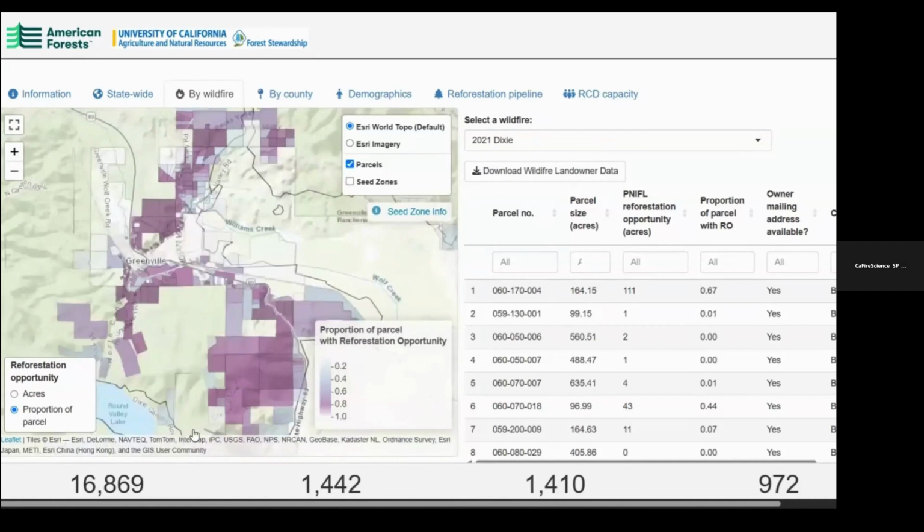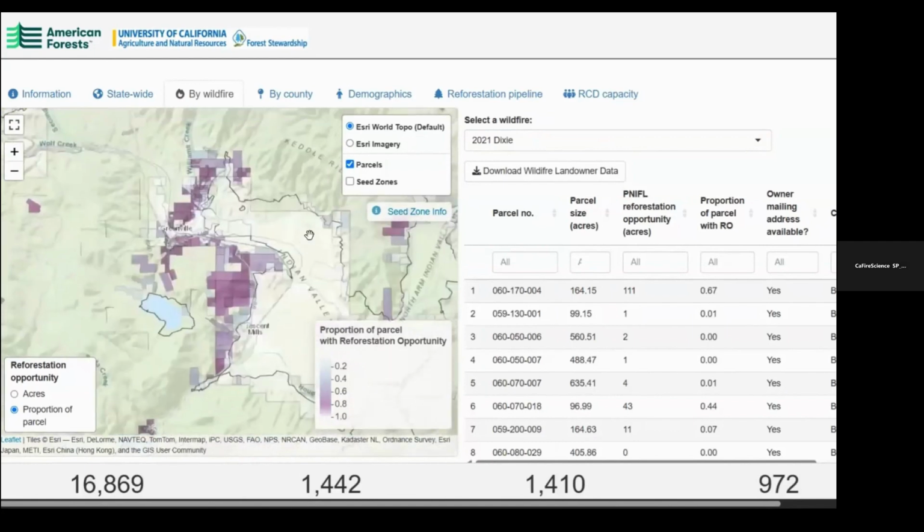This darker purple color shows a higher proportion of the parcel that requires reforestation. If I had access to this app while I was a project coordinator up at Feather River RCD, this would have been really cool. And it's neat seeing this now in hindsight, once we already had identified all of our parcels, because it does match up pretty closely.